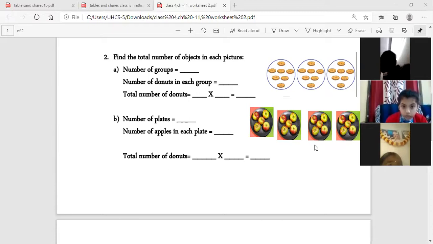Three groups are there. Each group has 7. 21 is the answer. Next, apples. 4 plates are there. Each plate has 5 apples.